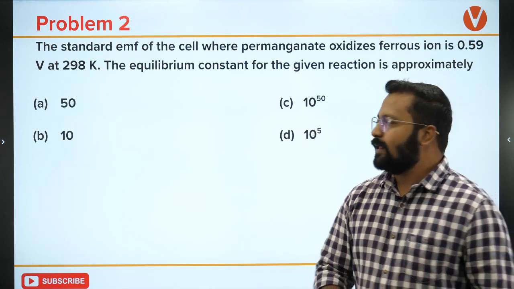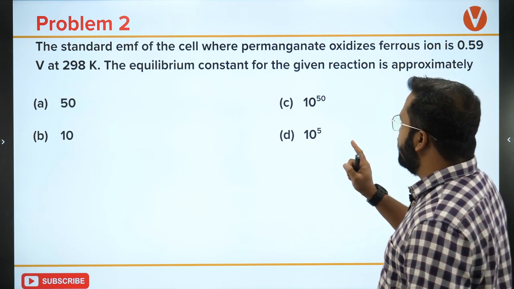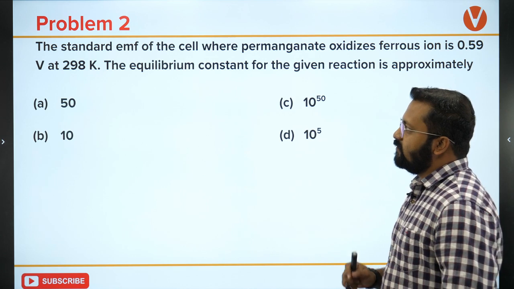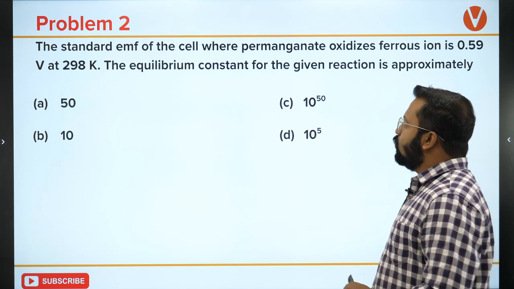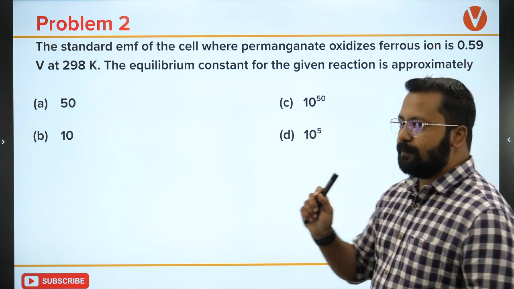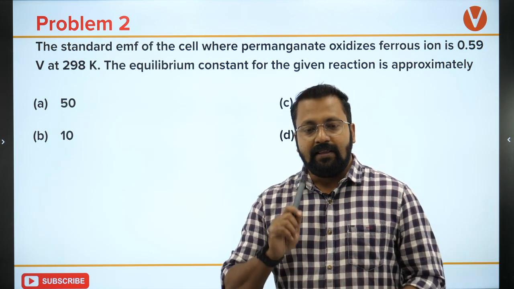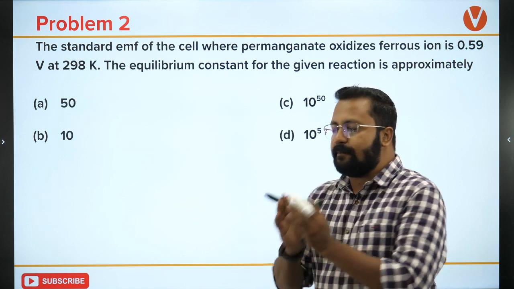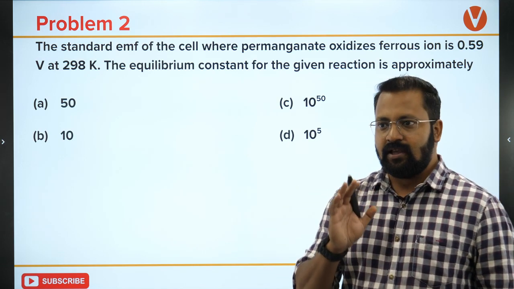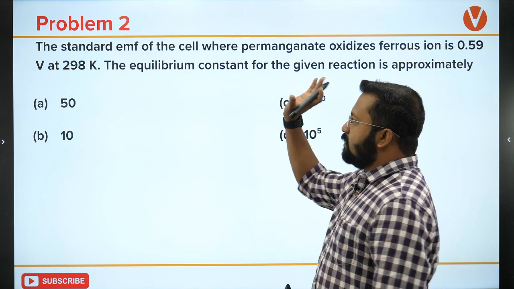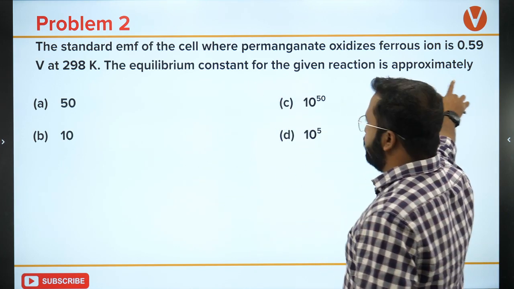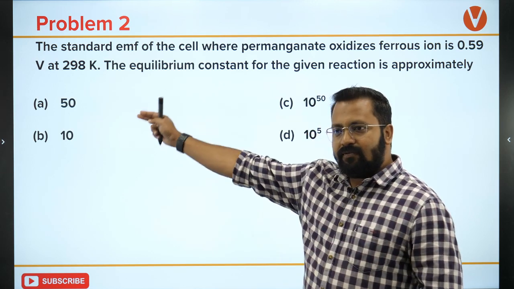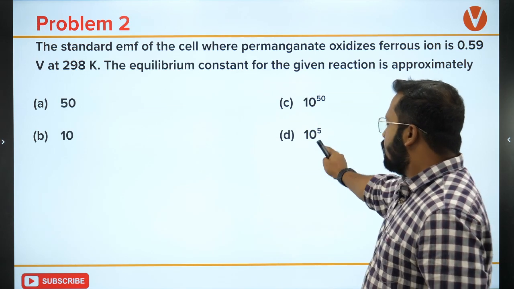Next question is this. The standard EMF of a cell where permanganate oxidizes ferrous ion is 0.59 volts. The equilibrium constant for the given reaction is approximately. A reaction where permanganate is oxidizing ferrous. What will be the equilibrium constant for that reaction? Because you have been given the standard electrode potential. What could the answer be? Tell me. 10 raised to 50, or 10 raised to 5.